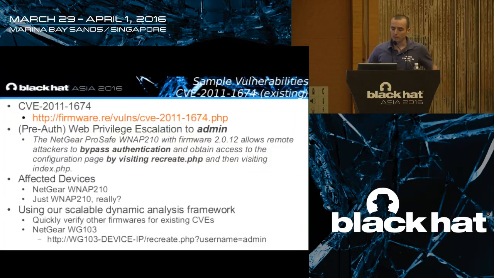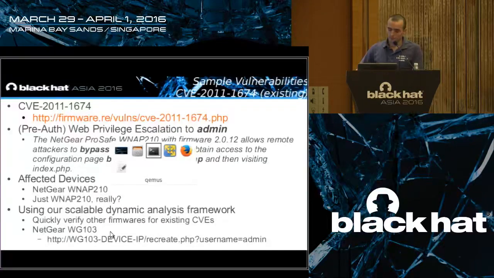For example, there is a vulnerability from 2011, and this is the name, and if you read it, it says that only these devices are vulnerable. WNAP 210. By visiting Recreate PHP, you get pre-authentication admin privilege escalation. And the idea is that automatically we found or validated this vulnerability on other devices, on 3 different versions for other devices.